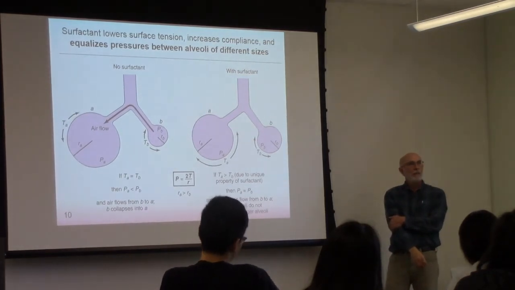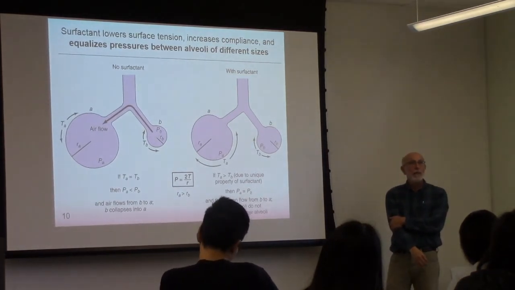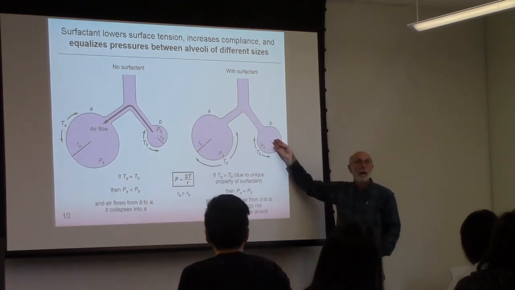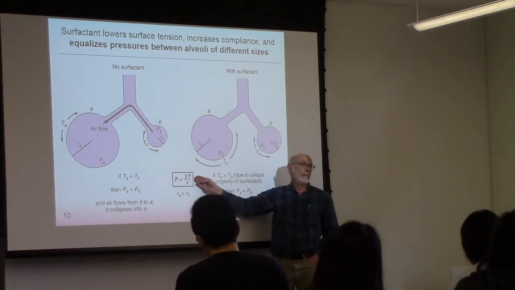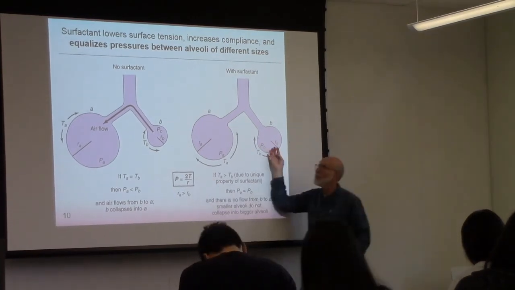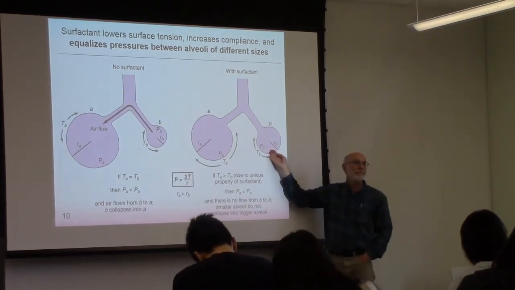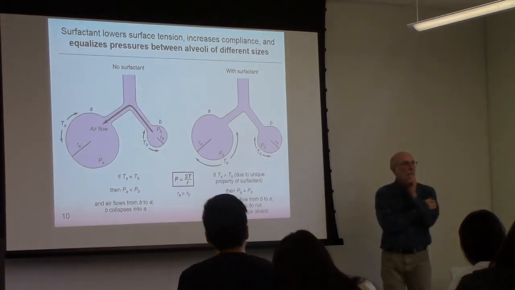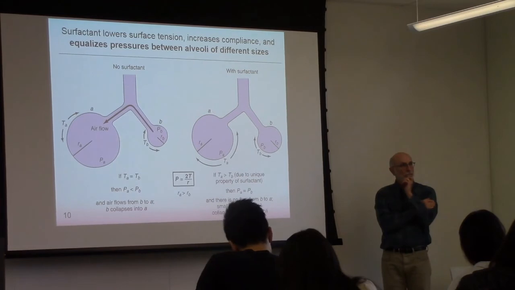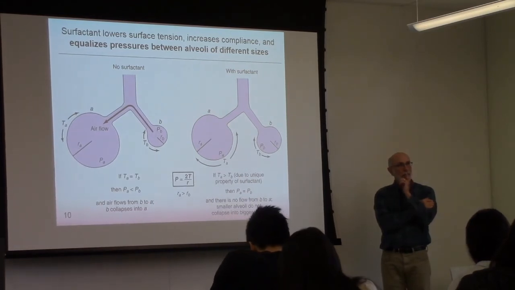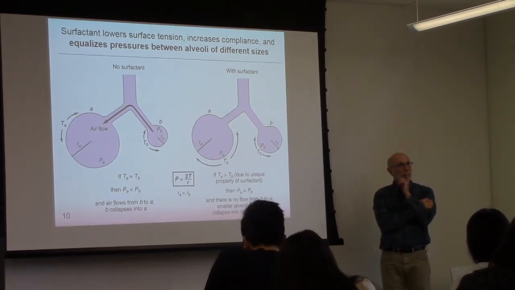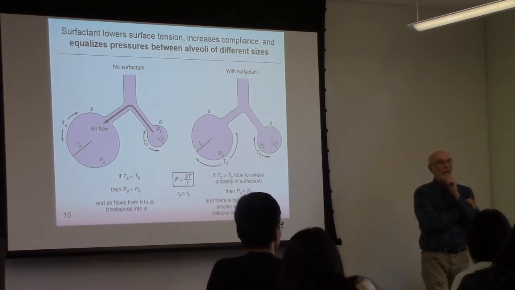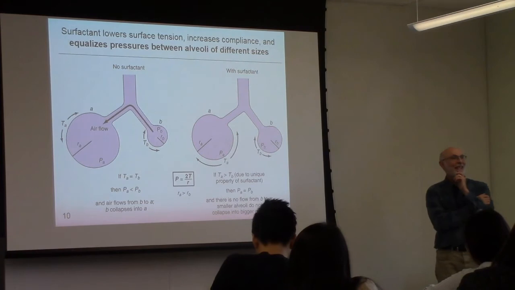I'm trying to be precise about it. The main point is that surfactant reduces surface tension and prevents alveolar collapse. Did we go over how it actually breaks the surface tension? That's physical chemistry. No, we didn't get into that.